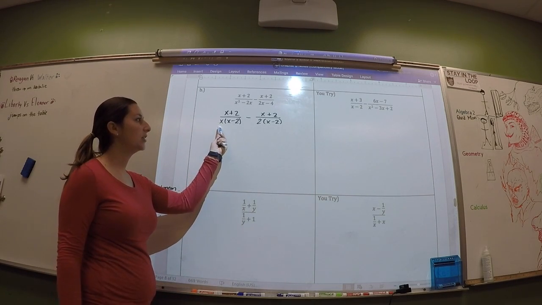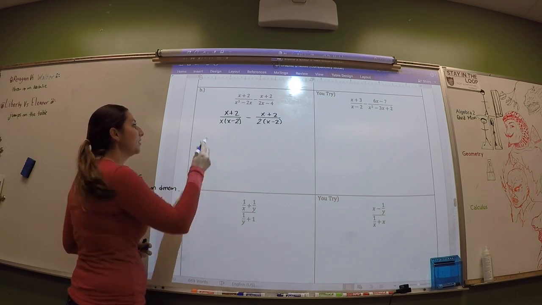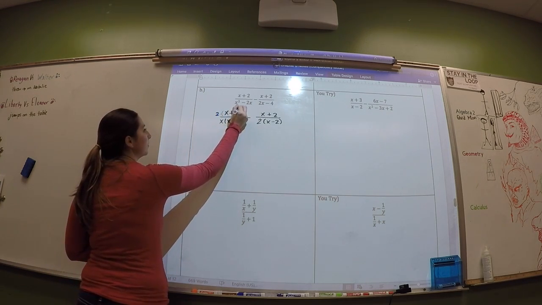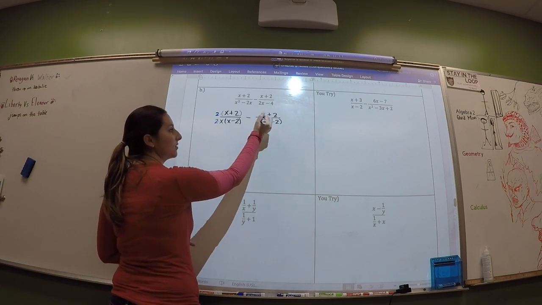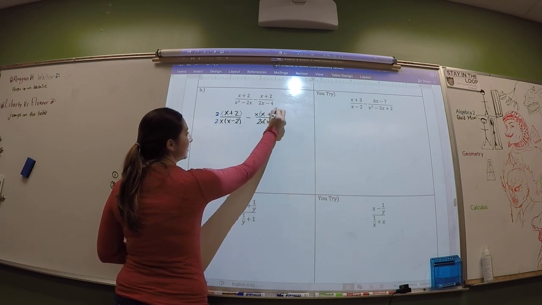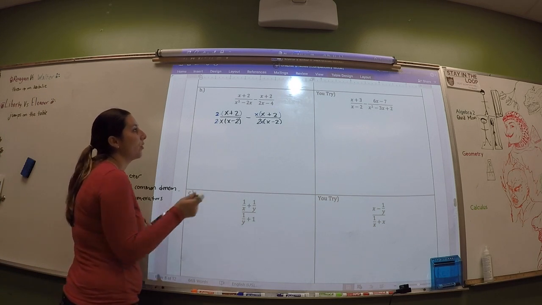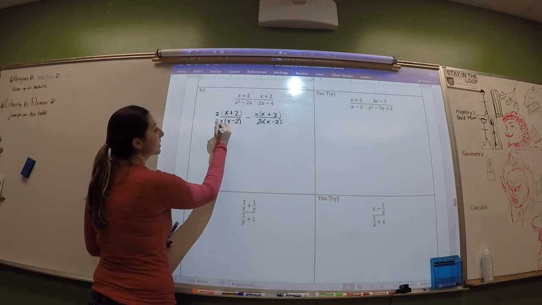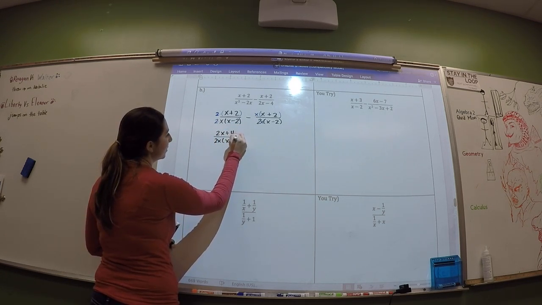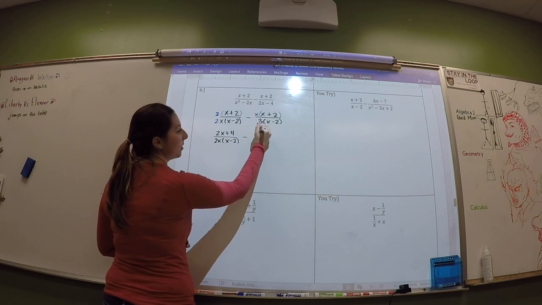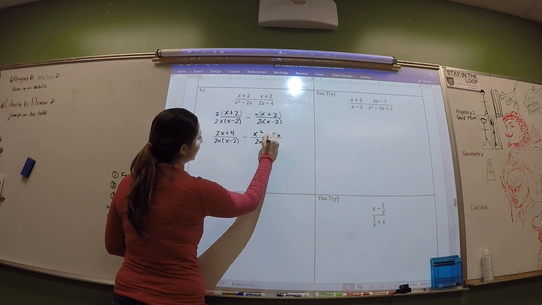This first fraction, you'd have to multiply by 2, because this fraction has a 2 in its denominator and this fraction doesn't. So you're going to multiply by 2. And then the second fraction doesn't have this extra x, so we're going to multiply by x. So this numerator becomes 2x plus 4 over my common denominator. This numerator becomes x squared plus 2x over the common denominator.